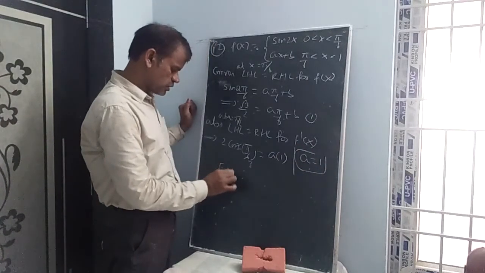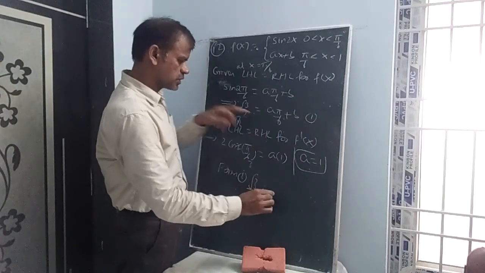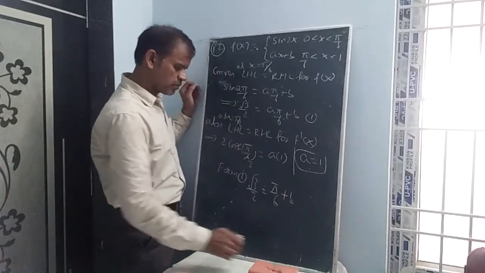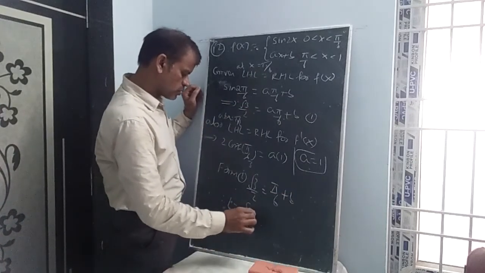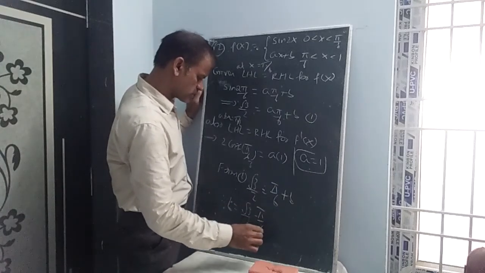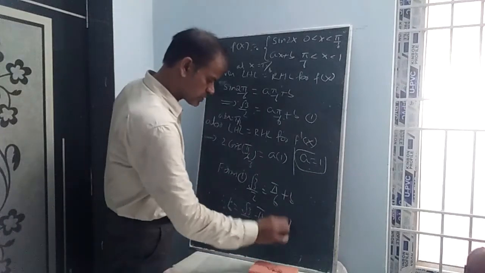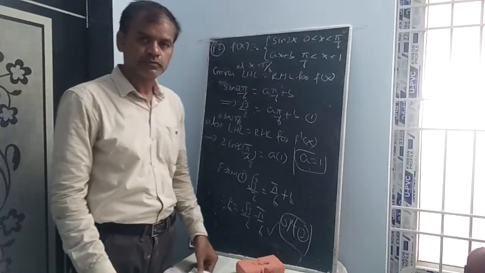From the first equation, substituting a equal to 1, you will get root 3 by 2 equal to pi by 6 plus b. So we got a is equal to 1 and b is equal to root 3 by 2 minus pi by 6. That is option 3.